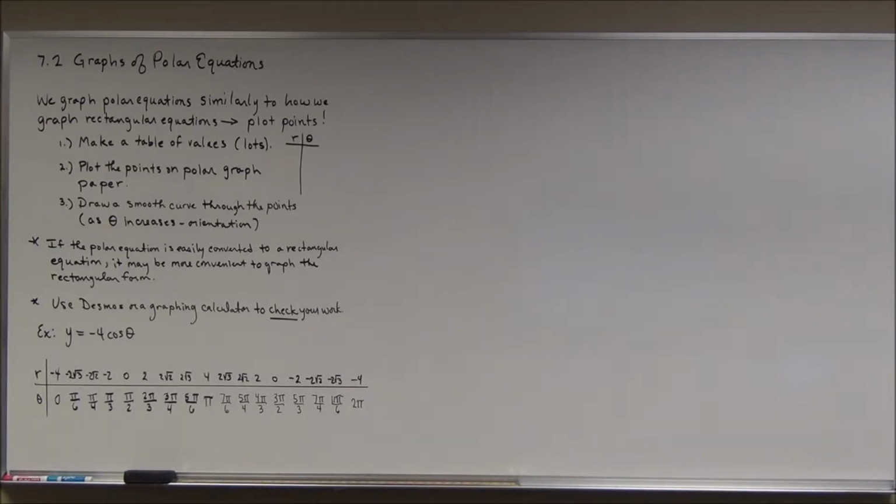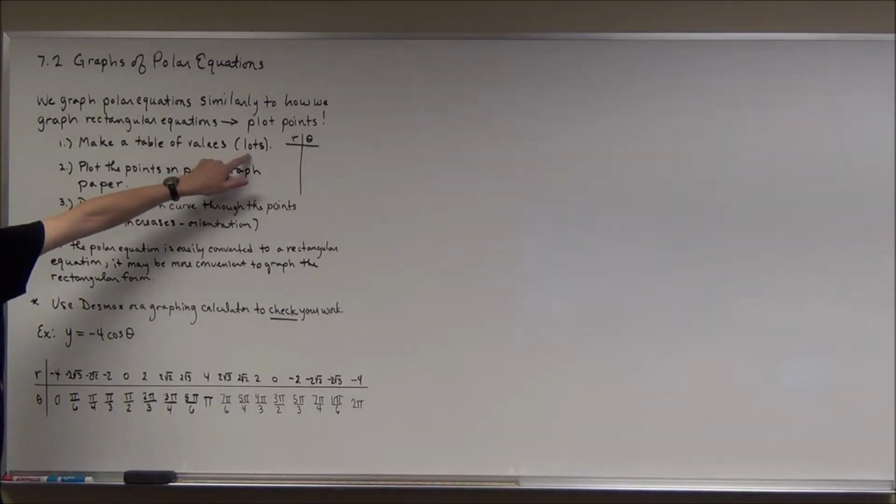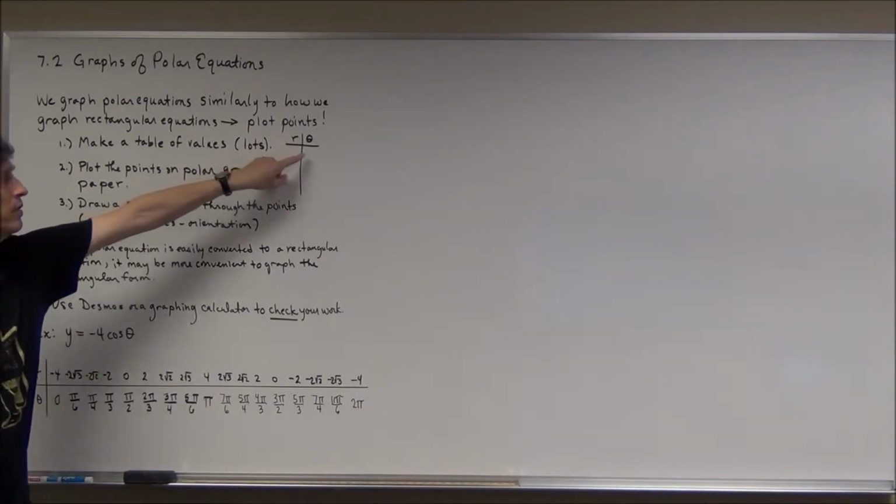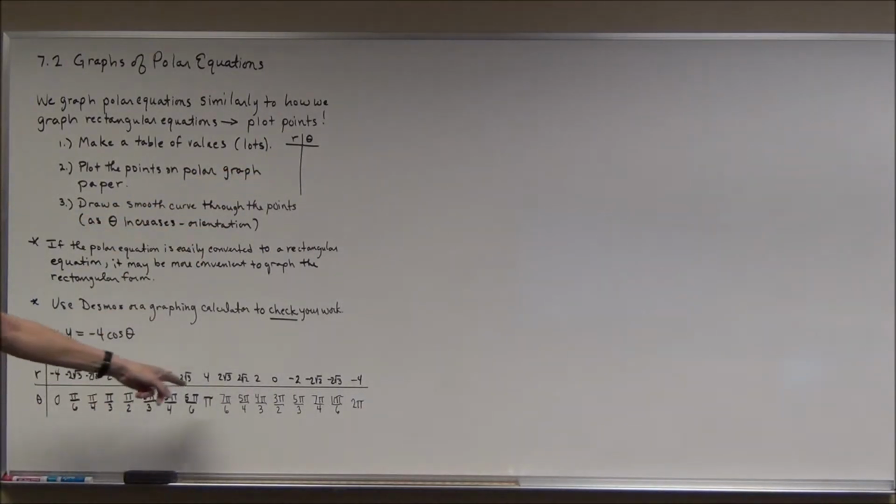Well, because these polar equations are so different than what we're used to using, my suggestion is you make a table of values, and I wrote down lots and lots of values. Now, you can make your t-chart vertical like this with r and theta, or you can make it horizontal like the example that I had down here. I made it horizontal so that it would fit nicely on the board here.